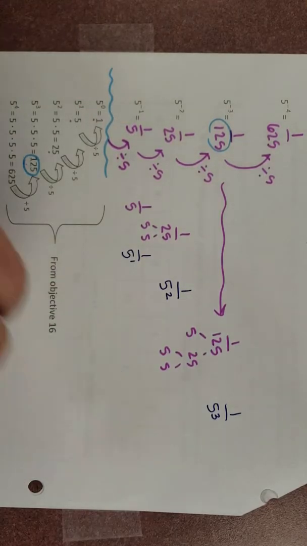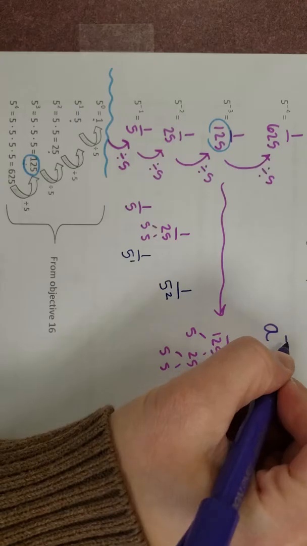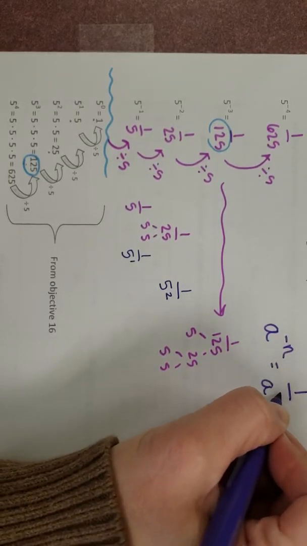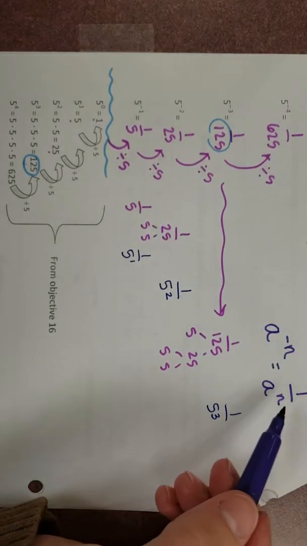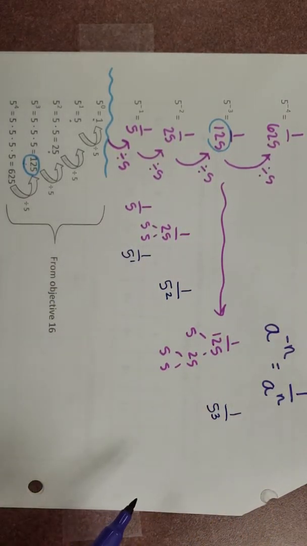Again, not all these things are coincidences at all. These are all related to one rule that you will learn. Any number to a negative exponent is that same number or expression in the denominator of a fraction under 1. And when you move this expression to the denominator, you lose the negative.